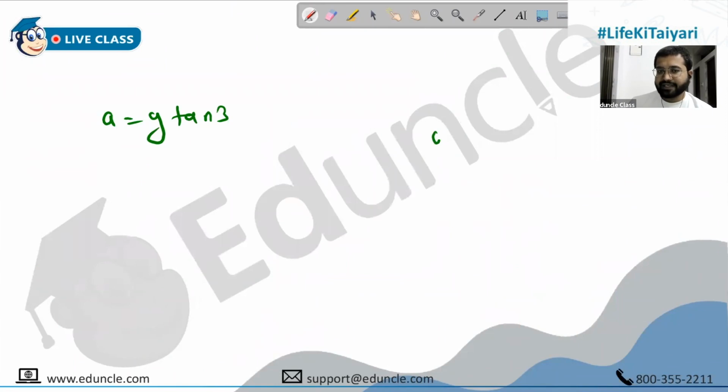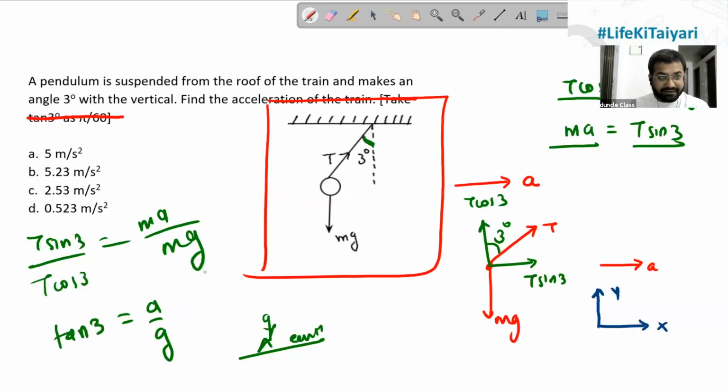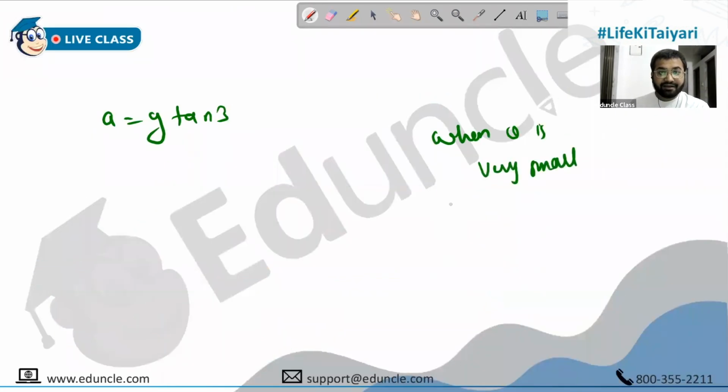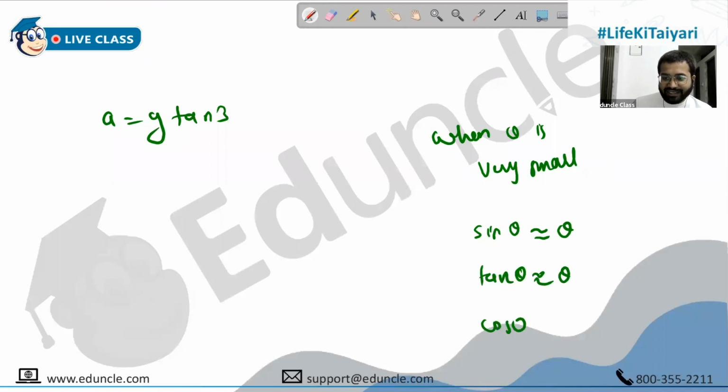People, when theta is very small, but remember, there is a mistake which students may make in this. Sine theta is written as theta, tan theta is written as theta, and cos theta is written as 1.